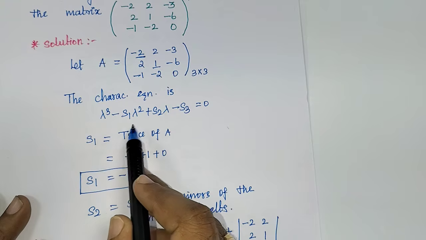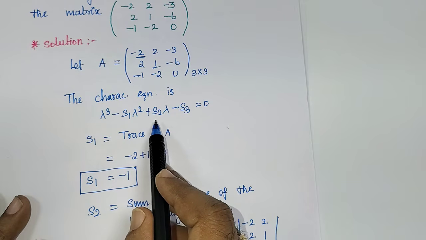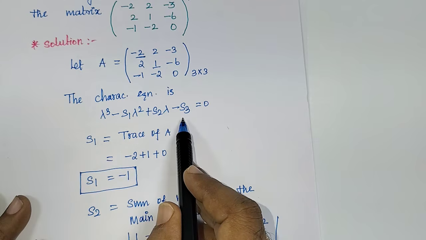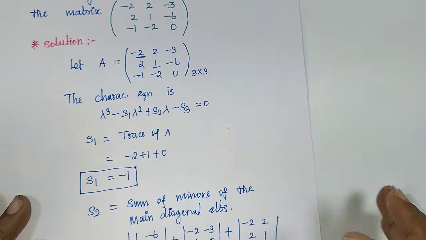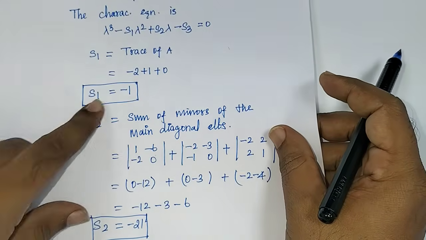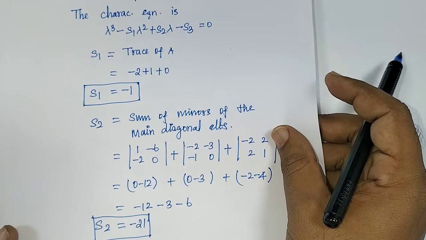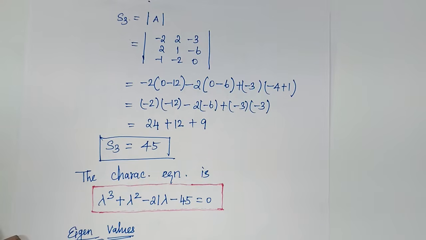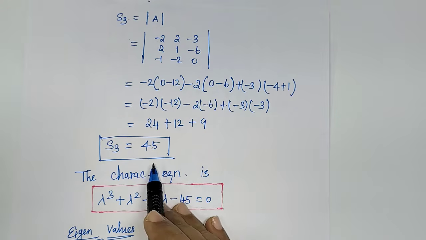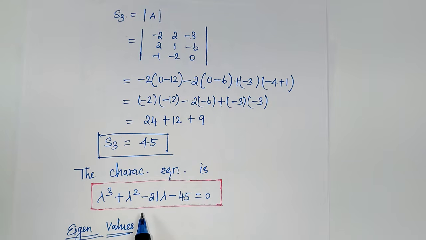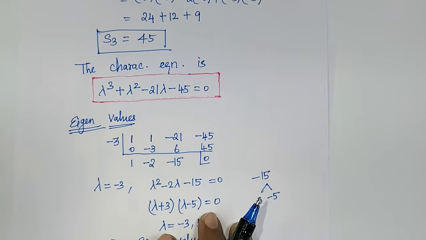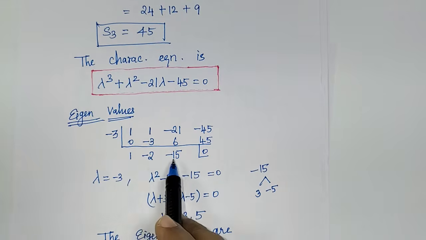s1 is the trace of A, s2 is the sum of minors of the main diagonal elements. Based on diagonal elements we have to find minor values, and s3 we have to find as the determinant of the given matrix A. You will get s1 equal to minus 1, s2 equal to minus 21 based on that. And the third one, s3 equal to determinant of A, that is 45. All those values we have to substitute in our characteristic equation. This characteristic equation in the form of a cubic, we cannot factorize directly. So while finding eigenvalues, I will use the synthetic division method.